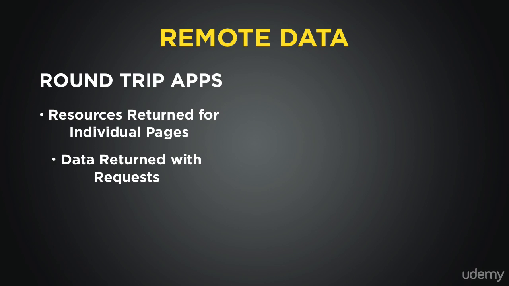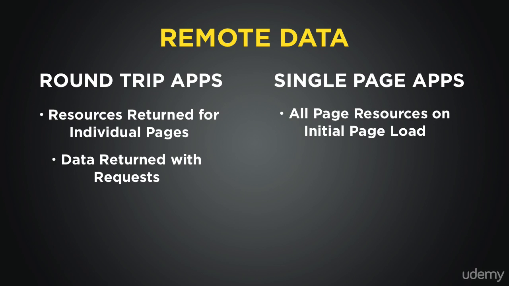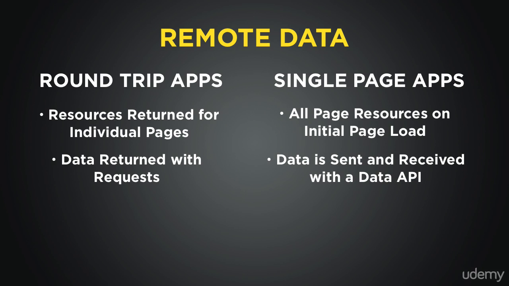But as we know, single page applications work differently than this. With a single page app, we get everything we need at the start, and then we can manipulate the page to change what the user sees within that single page. But for a single page app, we still need a way to persist data in a database. And the best way to do this for a full-out single page application, like the one that we're building, is to use a data API.